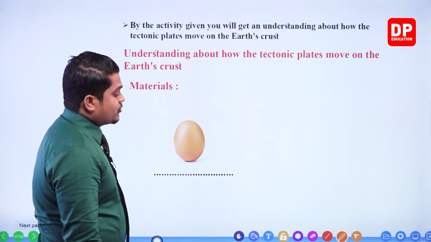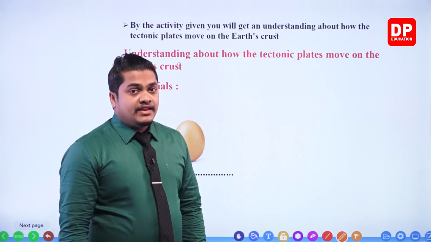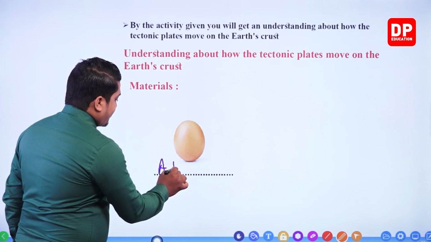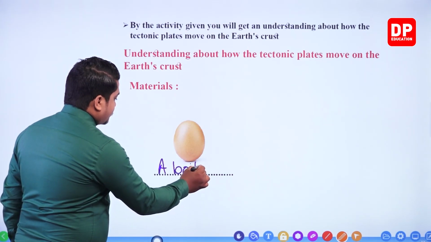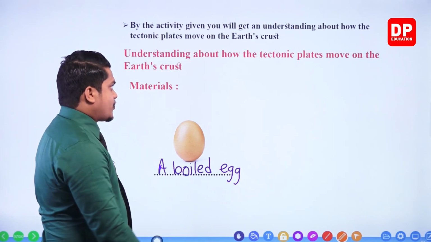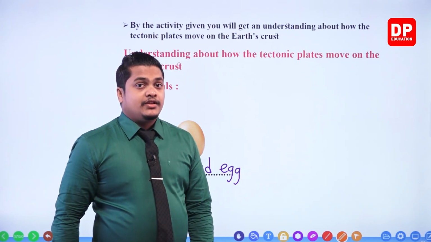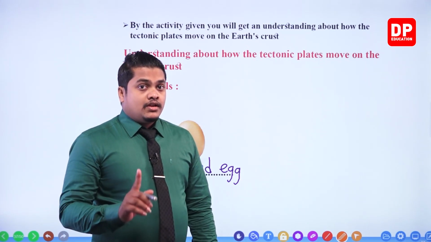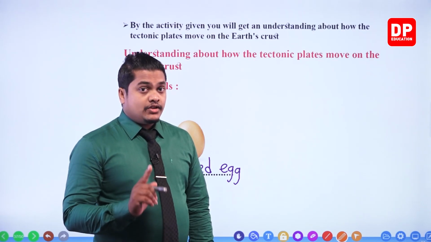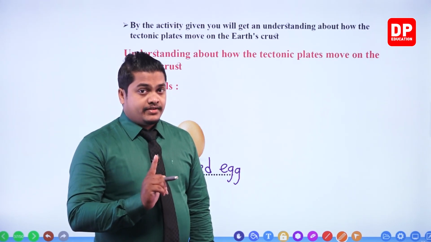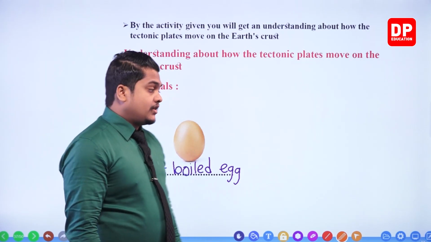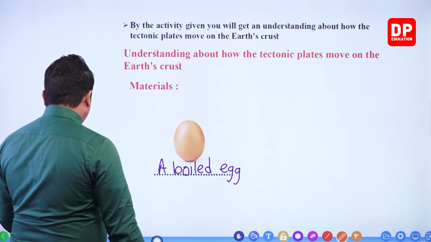So materials, just one material, we will be needing a boiled egg. Right, this is the only material you need. Remember, this egg should be a boiled one, and definitely the shell should be there. Don't remove the shell. With the shell you have to boil. Okay, right then. Now let's head on to see the method.